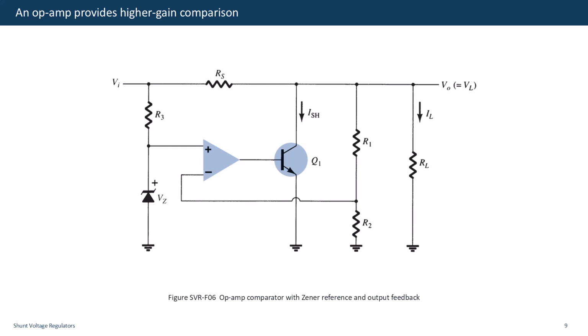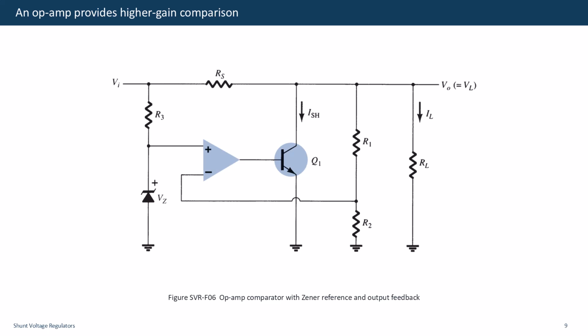In the operational amplifier shunt regulator, the op-amp acts as a high gain voltage comparator. The Zener diode supplies a stable reference voltage to one input. A fraction of the output voltage obtained from the divider formed by R1 and R2 is applied to the other input. Any difference between the reference and feedback voltages changes the op-amp output and therefore the base drive of transistor Q1. The transistor then changes the shunt current.